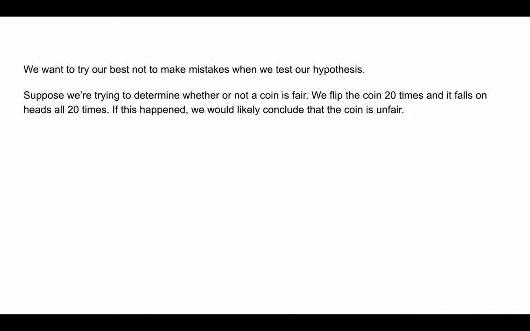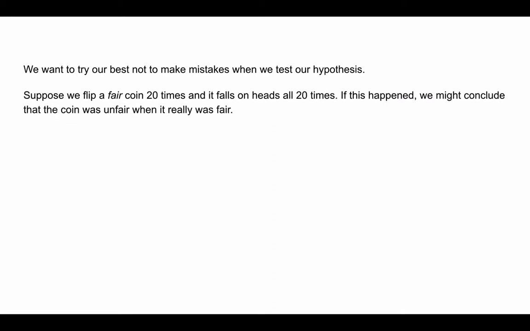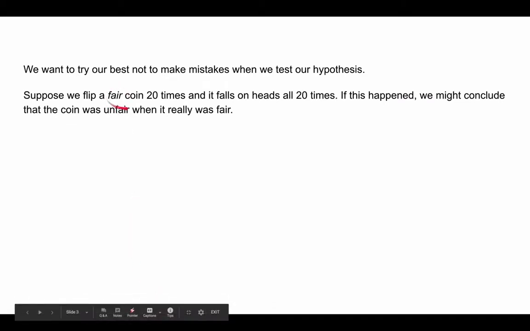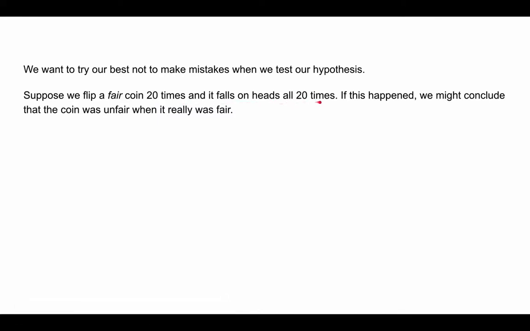Now the alternative hypothesis would be the coin is unfair. You're more likely to get one thing versus the other. Now let's pretend like we flip the coin 20 times and it falls on heads all 20 times. If this happened, we would probably conclude the coin is unfair. What if, though, we're flipping a fair coin and all 20 times the fair coin lands on heads? Now, if this happened, we probably would conclude that the coin was unfair when actually it really was fair. This would be a mistake. It's a mistake because the coin was fair, but we concluded that it was not fair based on what happened.